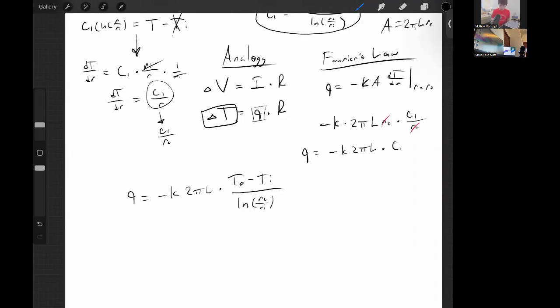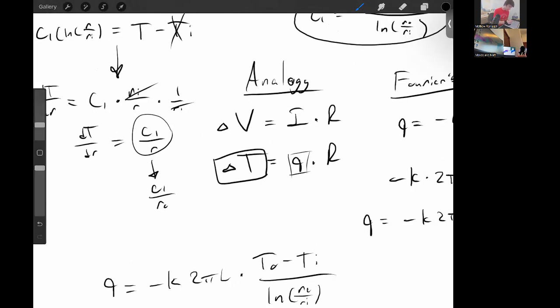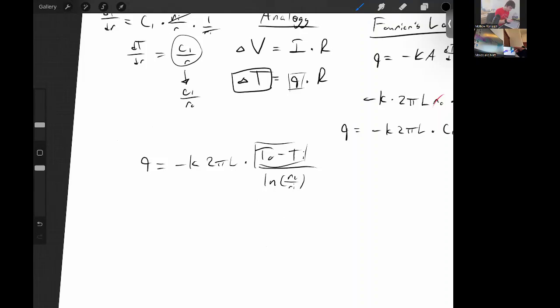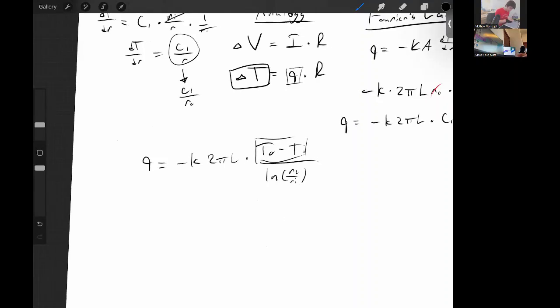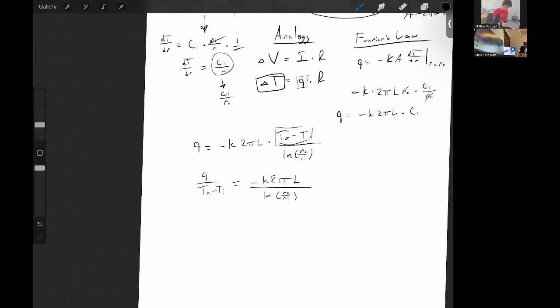All right, so we're trying to look for resistance, right? Let's go back to this voltage analogy that we've made. We have the change of temperature. So something that we can do is divide on both sides. We're going to go ahead and say Q over the outer temperature minus the inner temperature equals negative k 2 pi L over the natural log of the outer radius and inner radius.